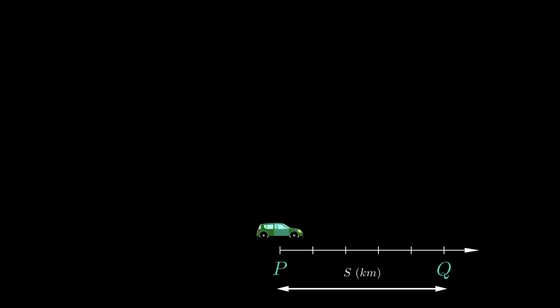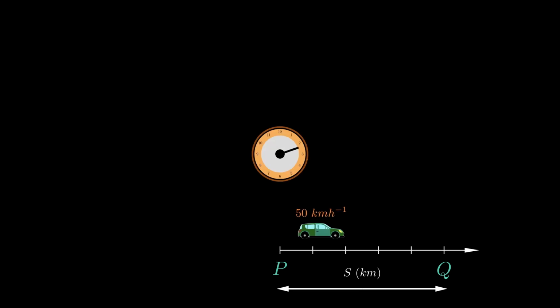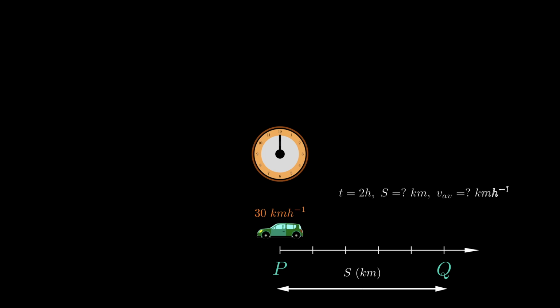A vehicle starts its journey from point P and moves towards point Q at a velocity of 50 km per hour. Upon reaching point Q, the vehicle immediately turns around and heads back to point P at a velocity of 30 km per hour. The entire journey takes 2 hours. We need to calculate the distance between points P and Q, as well as the average speed of the vehicle.